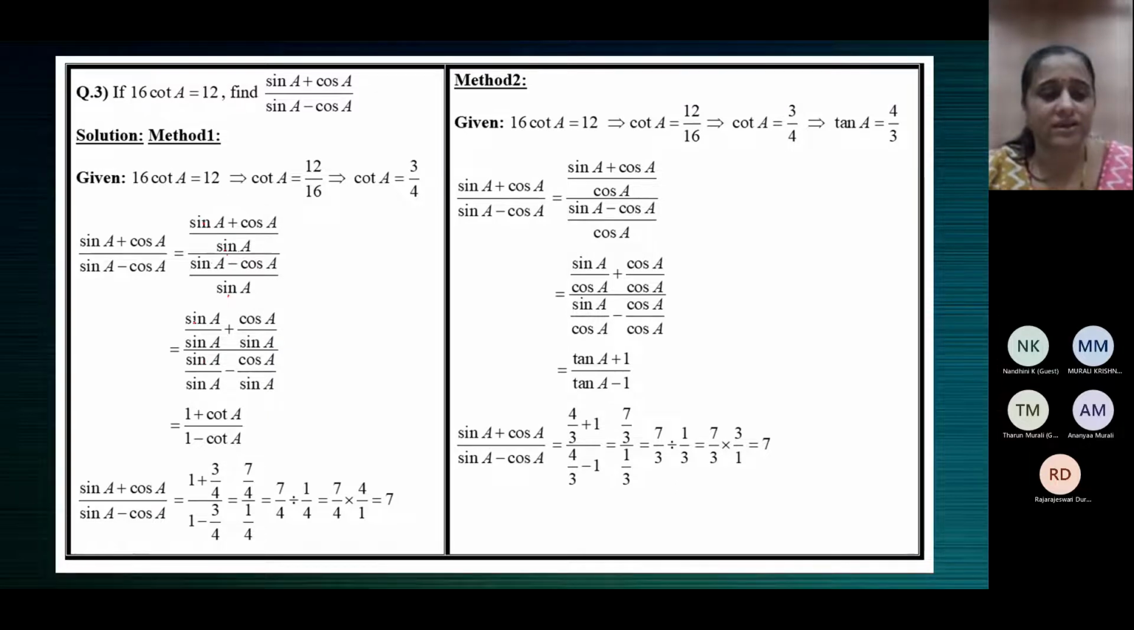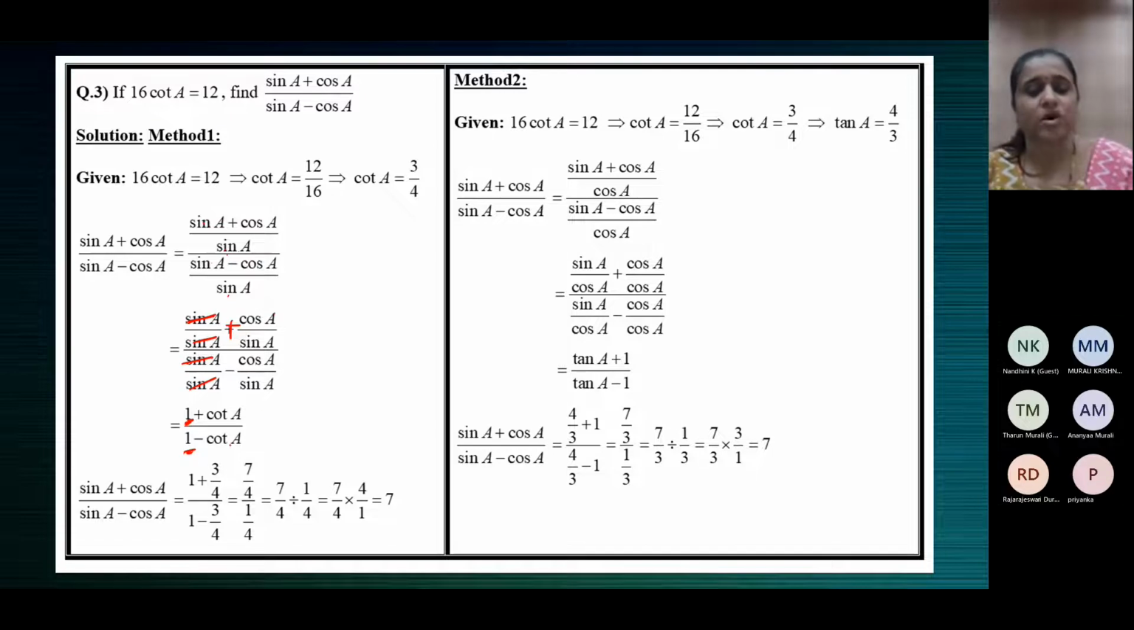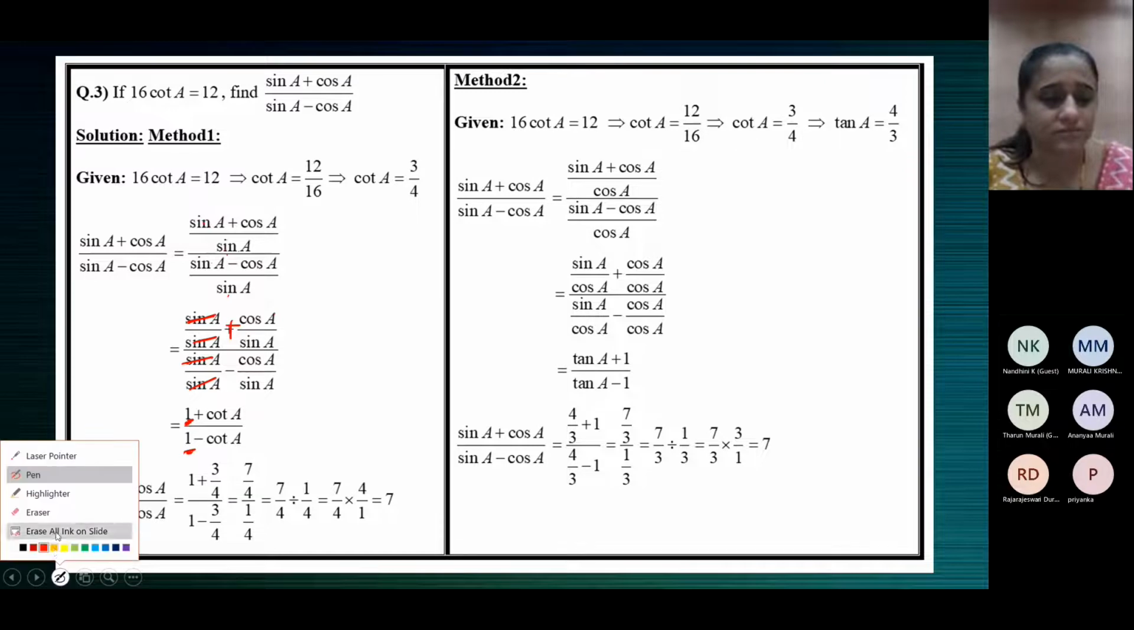So what is sin A by sin A? It gets cancelled, so it's 1. So it's 1 plus cos A by sin A, which is cot A, divided by, in the denominator, sin A by sin A is 1, minus cos A by sin A, which is cot A. So we get (1 plus cot A) by (1 minus cot A).